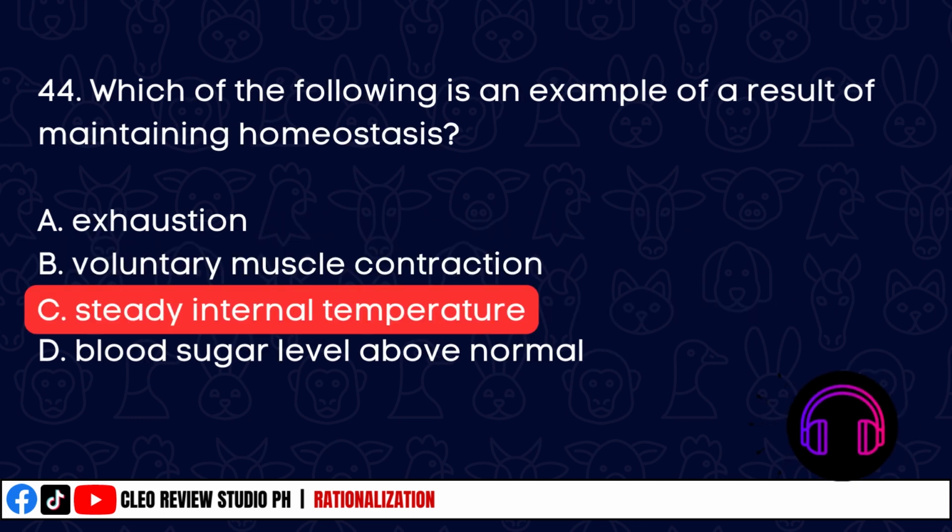Which of the following is an example of a result of maintaining homeostasis? The control of body temperature in humans is a good example of homeostasis in a biological system. So the correct answer is steady internal temperature, letter C.